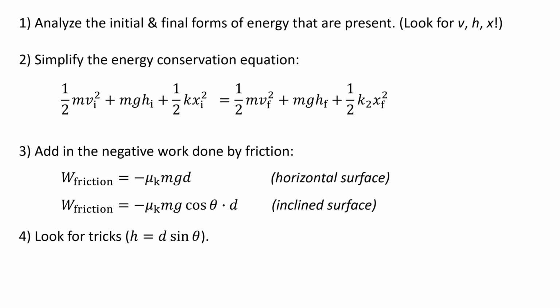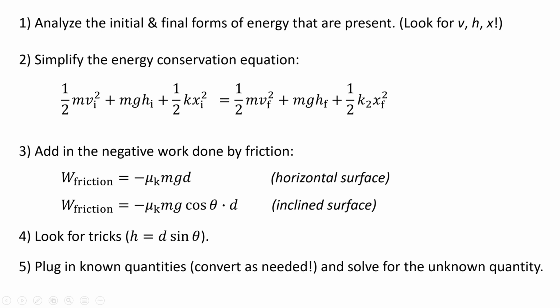Then we looked for tricks. And the only real one we've seen is that the height, either at the beginning or the end, could be equal to d sine theta if you're on a ramp, and if the friction surface is part of the ramp. Finally, we plugged in the known quantities that were given, and we converted as needed, and we solved for the unknown quantities. Remember that when you plug quantities into the equations, nothing should have a prefix, nothing should have kilo or centi or any other prefix, except for mass. Mass is the only one we plug in with a prefix. You want your mass to be in kilograms before you plug in. So don't forget to convert.